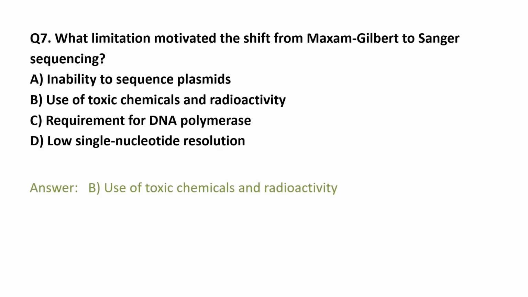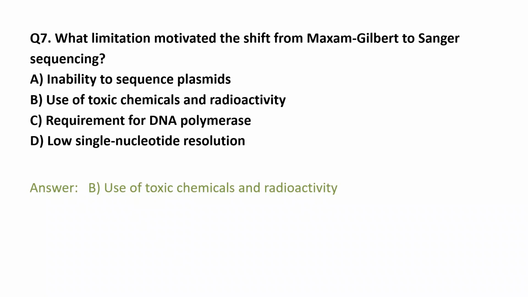The shift from Maxam-Gilbert sequencing to Sanger sequencing was primarily motivated by the limitations of the Maxam-Gilbert method, which included toxic chemicals. Maxam-Gilbert sequencing requires hazardous chemicals like hydrazine and dimethyl sulfate, which pose significant safety risks to researchers. The use of radioactive labeling, like the 32 isotope of phosphorus, for DNA visualization added further health risk and required specialized facilities for handling and disposal.